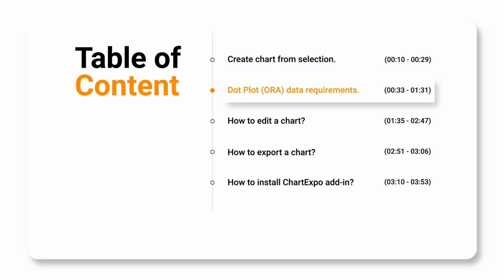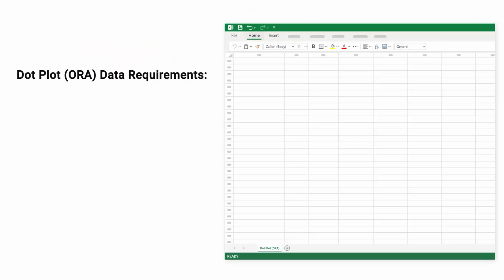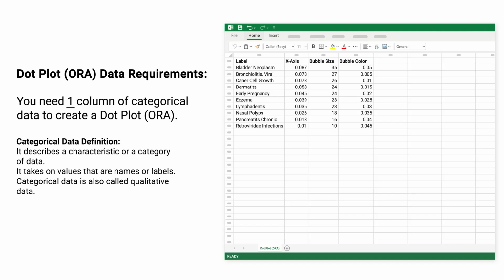Dot plot data requirements. You need one column of categorical data to create a dot plot. Categorical data definition: it describes a characteristic or a category of data. It takes on values that are names or labels. Categorical data is also called qualitative data.